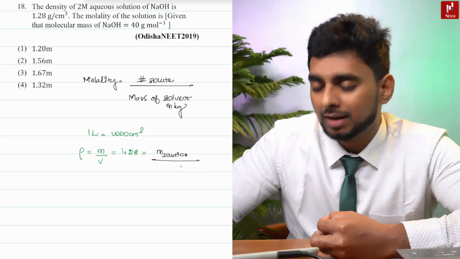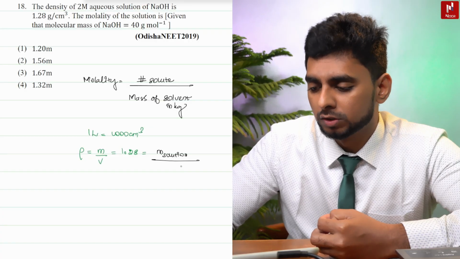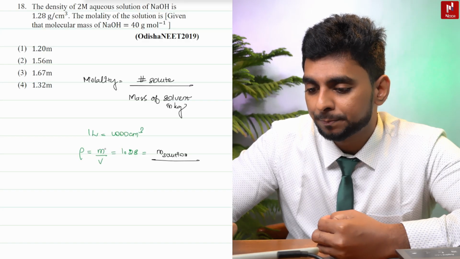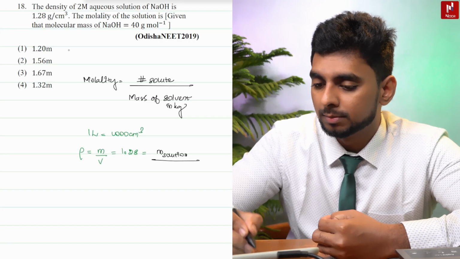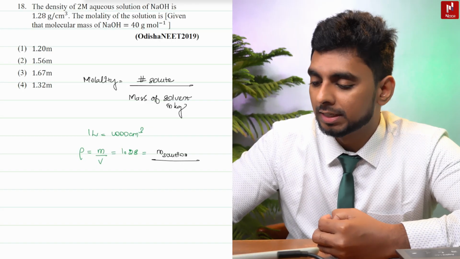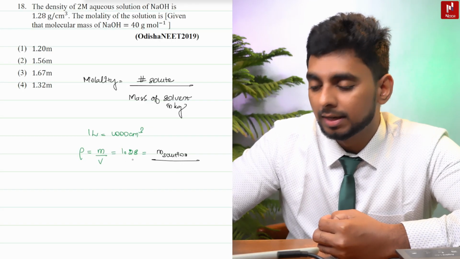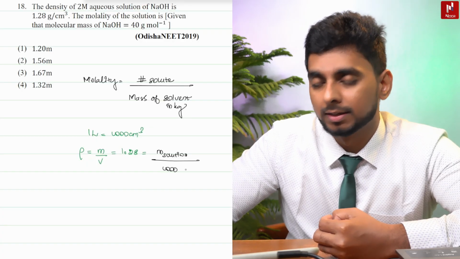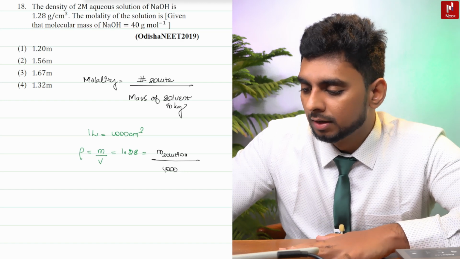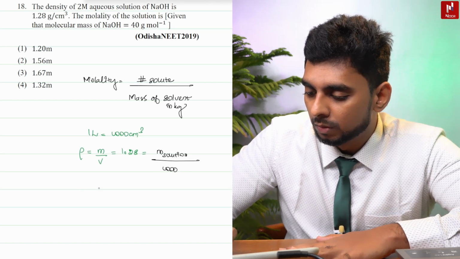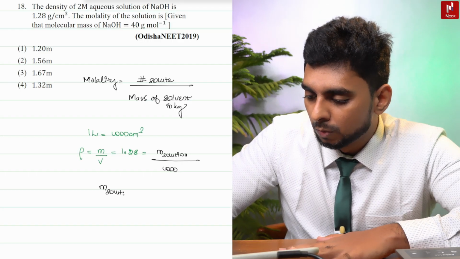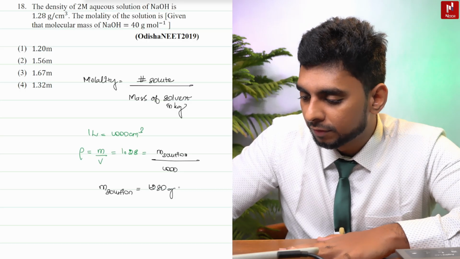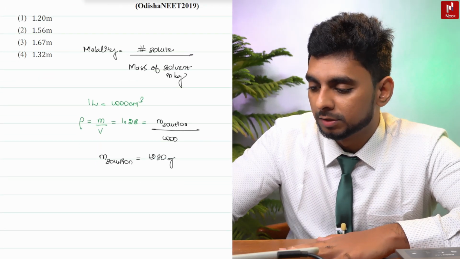So here in the denominator, I'll have to substitute the volume of the solution. Same way here, the convention was centimeter cube. In the numerator you have got mass, that was in terms of gram. So that will give you mass of the solution in terms of gram. Same way this volume was given in terms of centimeter cube, isn't it? Therefore here in the denominator I'll substitute 1000 centimeter cube for 1 liter. Got it? Fine. So mass of the solution will be equal to 1280 gram.